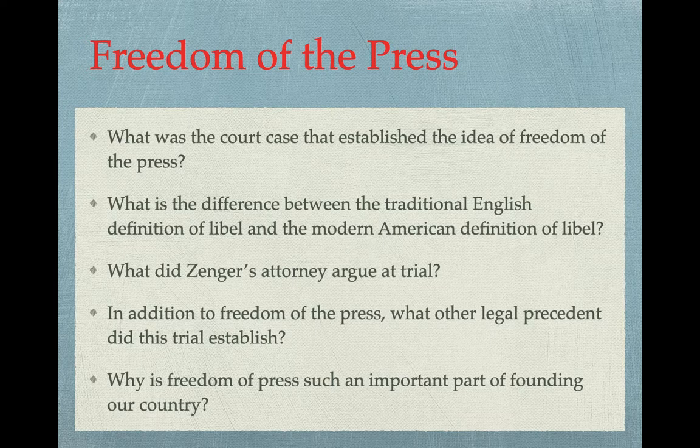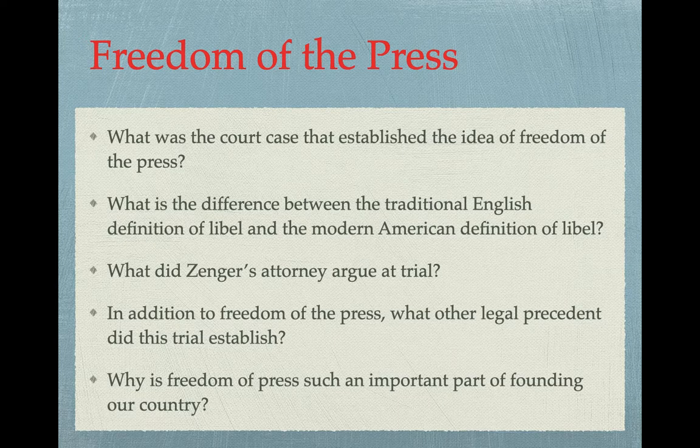Freedom of the press was not always guaranteed. So when Zenger does this, the governor wants to put him in jail for libel. Libel is when you print something that may damage a person's reputation. Now, our modern definition of libel is that if you publish something that is untrue, that damages a person's reputation.